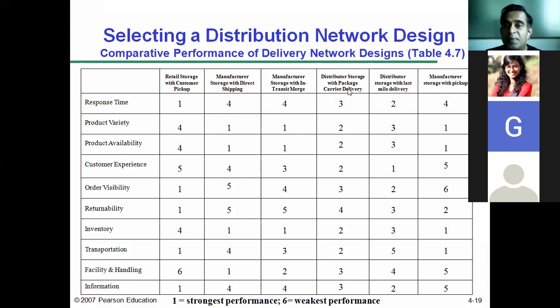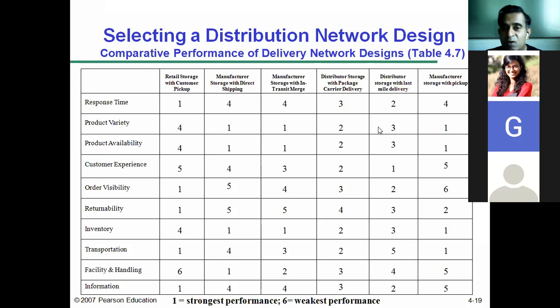Distributor storage with package carrier delivery also scores fairly well, 2, and distributor storage with last mile delivery 3. Not bad. Only retail storage with customer pickup is low. When you go to a store, many times you come back without getting the proper size, color, or style of jeans. The same with a t-shirt. Why don't they keep all the sizes, colors, and styles? There is limited space in the retail store, and the demand also will be limited, remember.